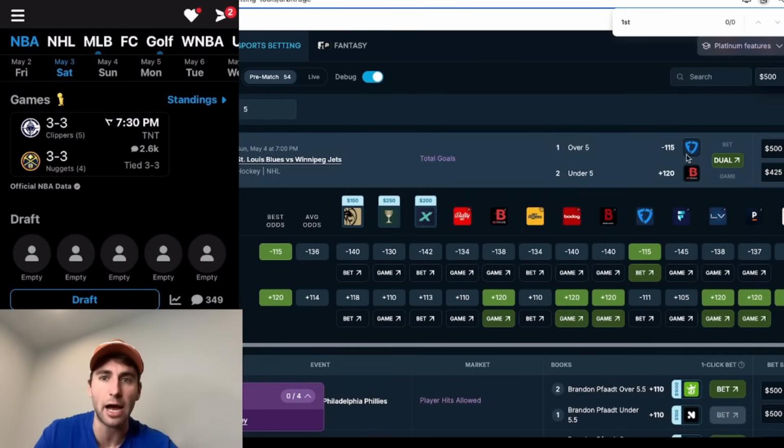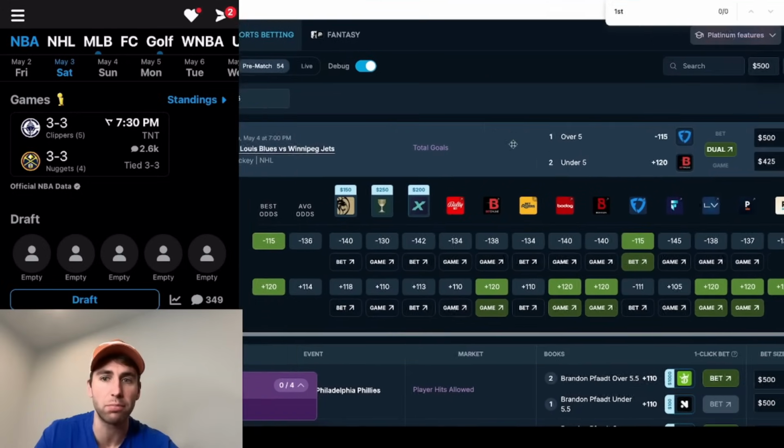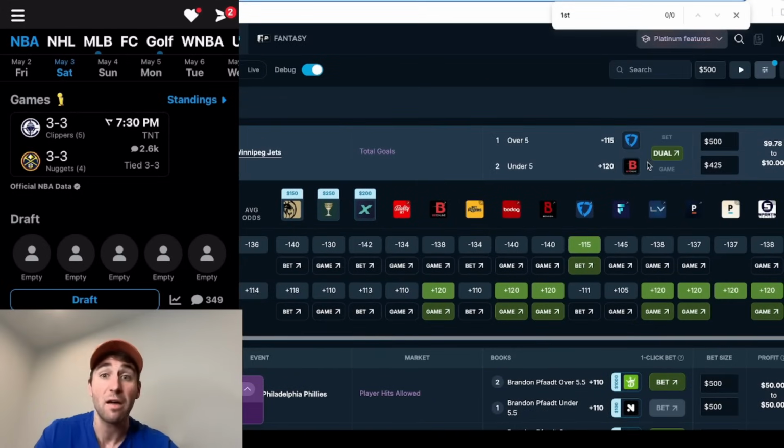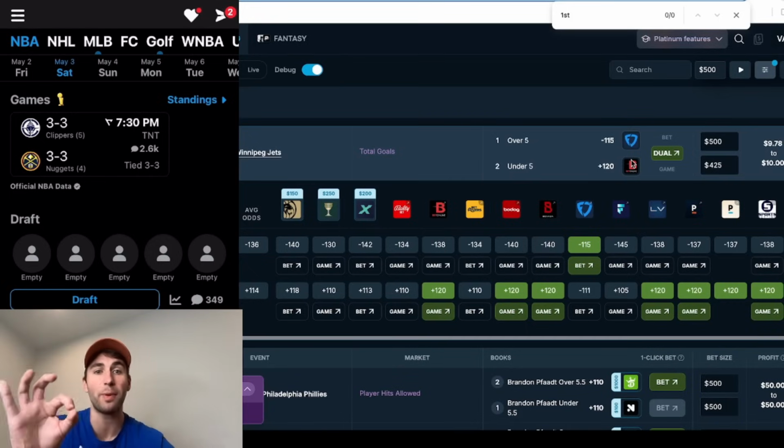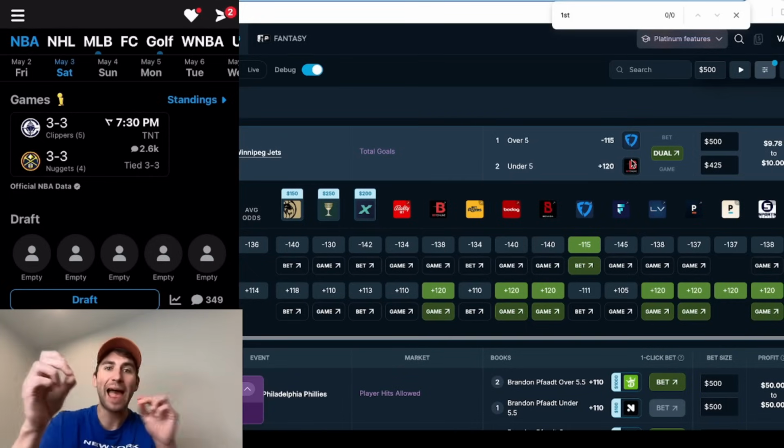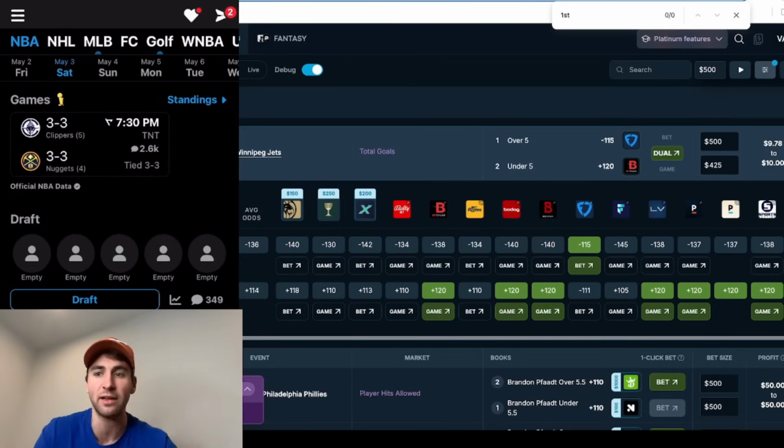So I'll give you an example of a play that I'm going to lock in. Check this out for tomorrow. We have the Blues-Jets game. FanDuel has the over at minus 115. Bet Online has the under at plus 120. So one of these two bets, by definition, has to be profitable, or plus EV.